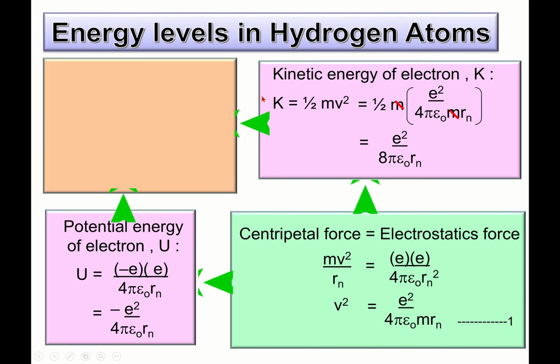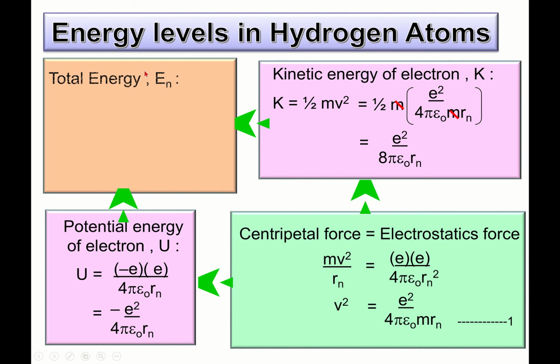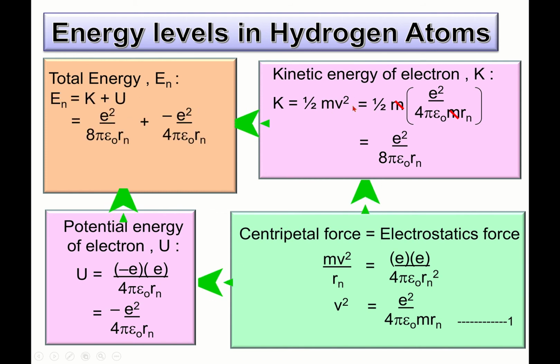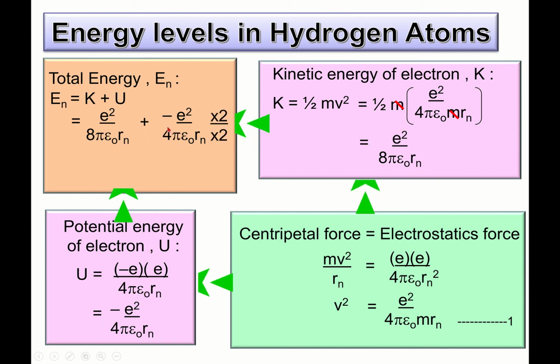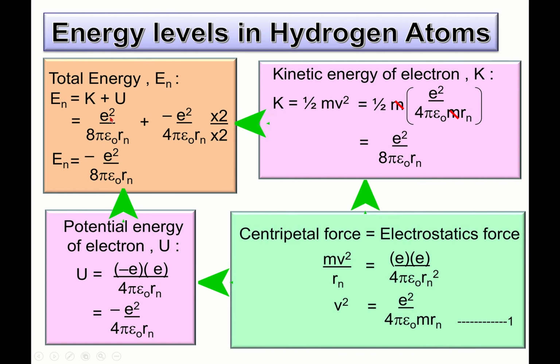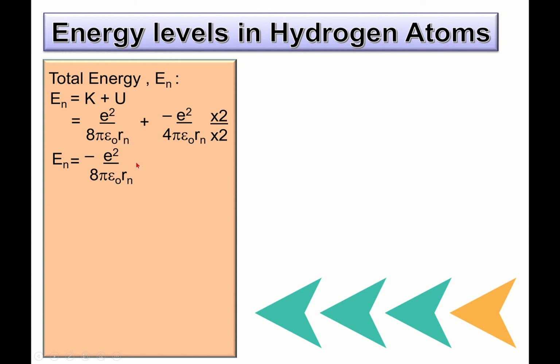So from these two, we get the total energy. Total energy equals kinetic energy plus potential energy. So we substitute K and U into the equation here. We simplify this, so this term we multiply by 2. So we get e squared minus 2 e squared becomes negative e squared per 8 pi epsilon naught r. Okay, so this is the total energy for the hydrogen atom at a certain orbit.